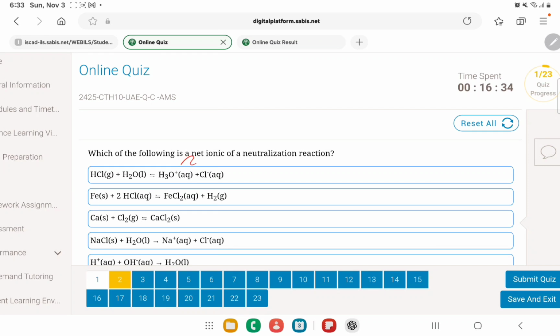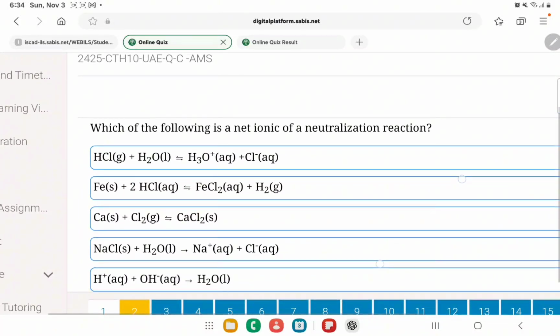And which of the following is a net ionic of a neutralization reaction? Neutralization reactions, you get that when you have an acid and a base. Because when acids and base react, they make a neutral product, okay? And we know acid like H plus, base OH minus, okay? So let's just check. HCl and water. HCl acid, water is neutral. That's wrong, because again, neutralization reaction is acid and base, right?